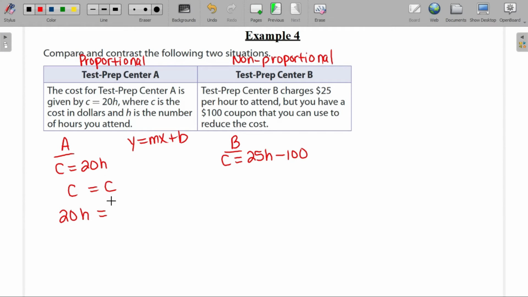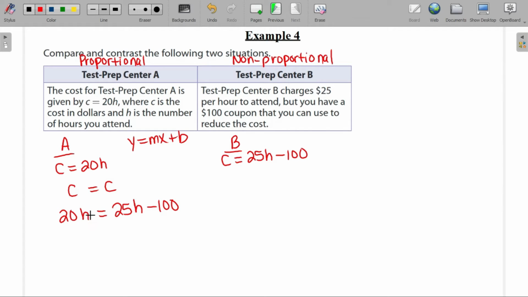Now, the cost for test prep center B was going to be $25 per hour, and we had that $100 coupon, which we would take away. Now, from here, if we solve this equation, we're going to find our break-even point, where both options are equally as good.